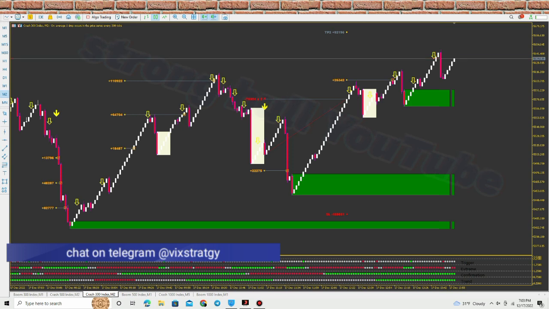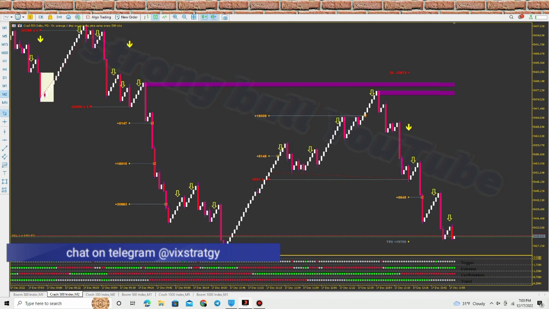Today in front of you I'm showing a new version of the spike detector, which is called Strong Bull. Look here, two charts in front of you. Here is the Crash chart where we open a sell trade. Look here guys, the trade is executed and now we're waiting for a spike.